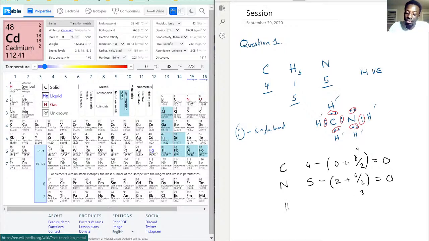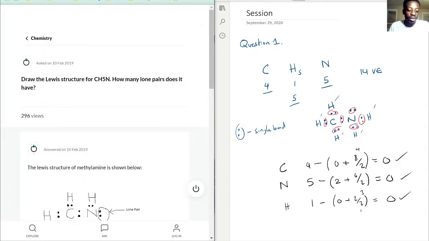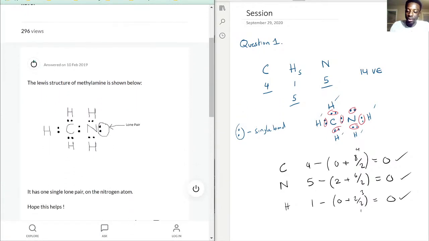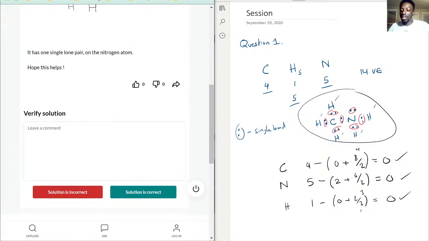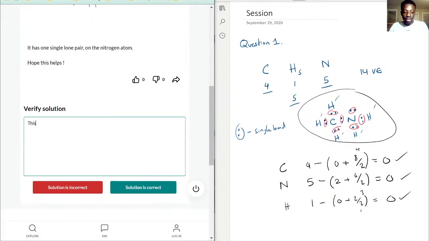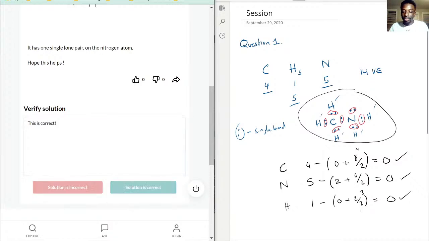And now for hydrogen, just to double check, it's 1 minus 0 plus 2 over 2, which is a 1, and that's also a 0. So that fulfills all our requirements. If we now go back to the question, we'll see here, this is exactly what they have. So with that, this question is indeed correct, and we can now move on to the next question.